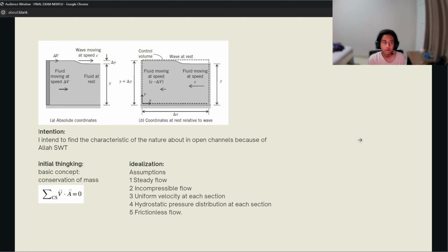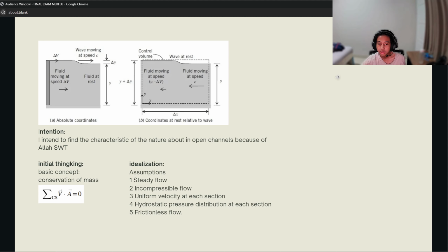So this is an open channel flow. For this question, let's do the intention first. I intend to find the characteristics of the flow in an open channel, because of Allah Subhanahu wa Ta'ala. Next we move on to the initial thinking. The basic concept that we want to use in this problem is conservation of mass.